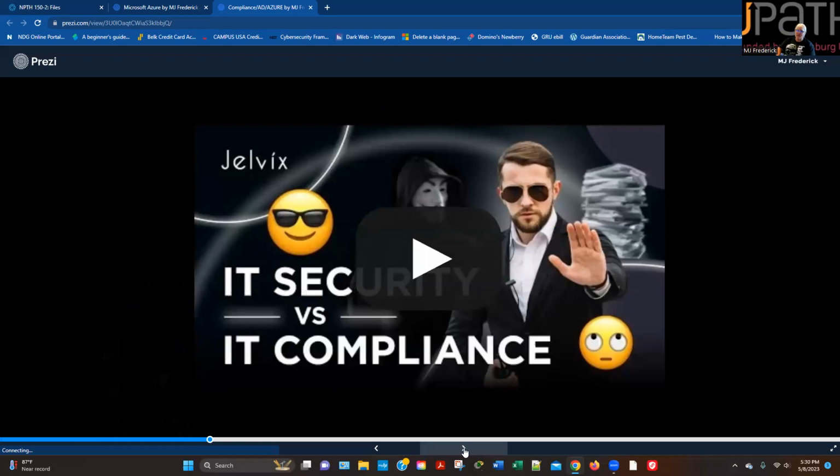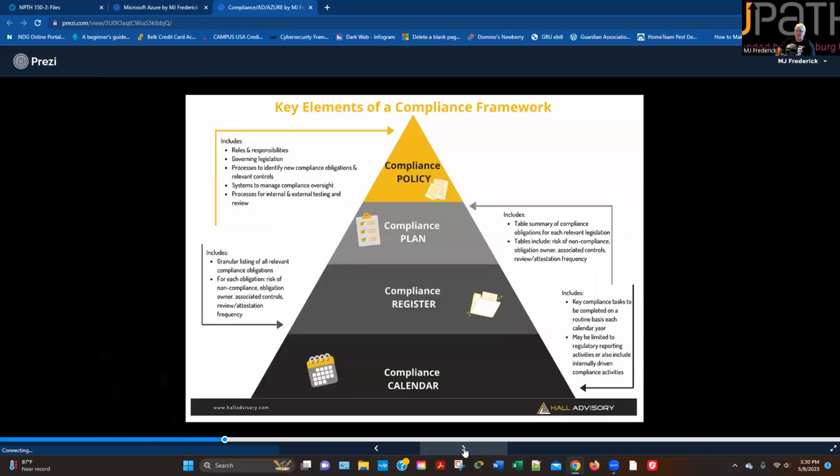So I have a video pertaining to IT security versus IT compliance. Now, the key elements of that compliance framework. You should always have a framework. We have a framework for everything. This here, the compliance policy, will include the roles and responsibilities of those within the organization, any type of governing legislation. We have a board.